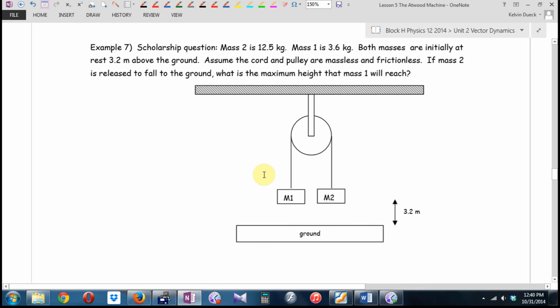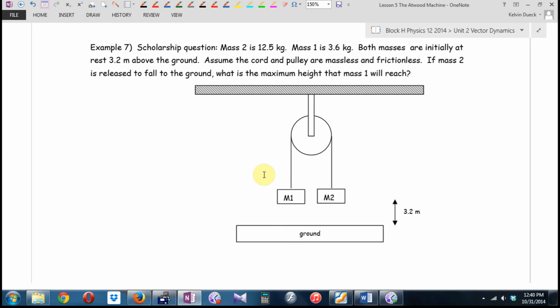Example 7. This is harder than I'm going to ask, but this is what used to be on the old scholarship exam. It says this. Mass 2 is 12.5 kilograms. It's heavy. Mass 1 is 3.6 kilograms. Both masses are initially at rest 3.2 meters above the ground. They're both level, like in the picture. And let's be in our magic physics world, where the cord and the pulley are massless and frictionless. If mass 2 is released to fall to the ground, what maximum height will mass 1 reach?